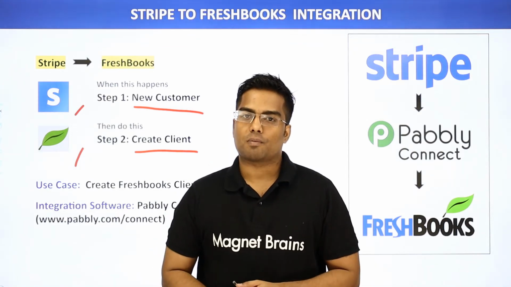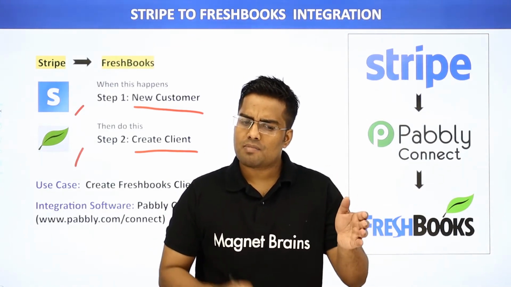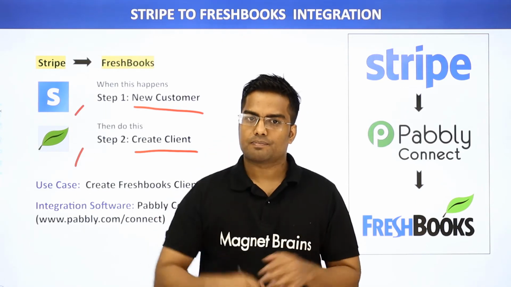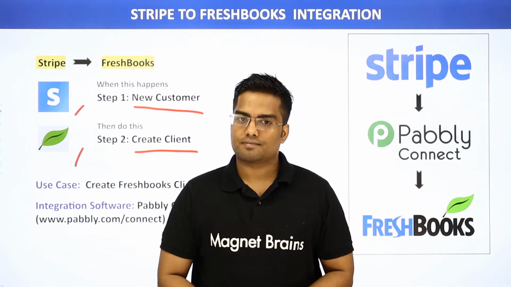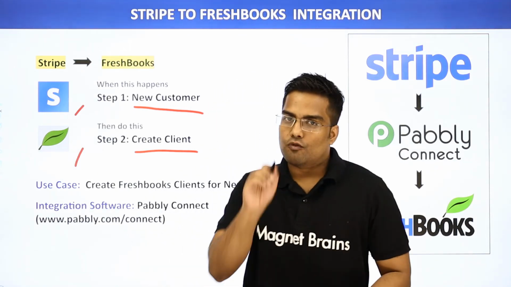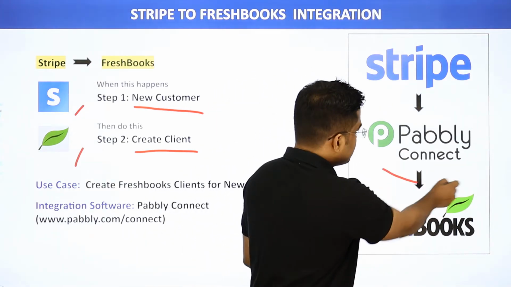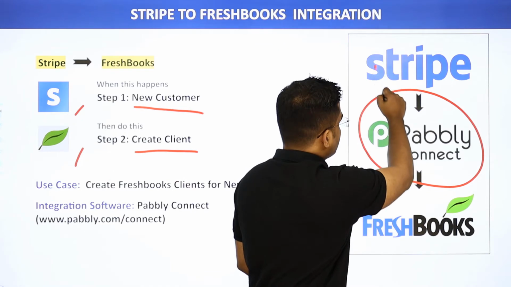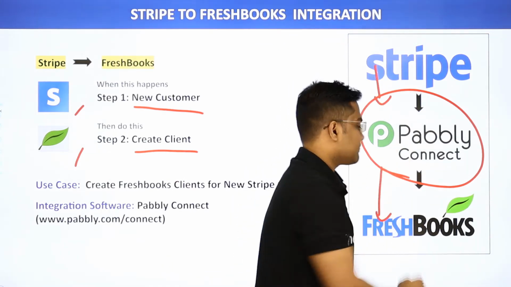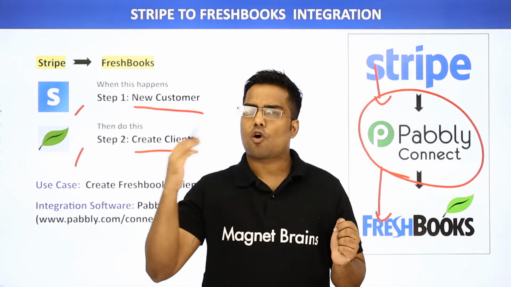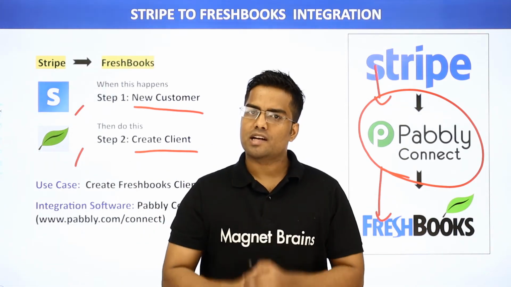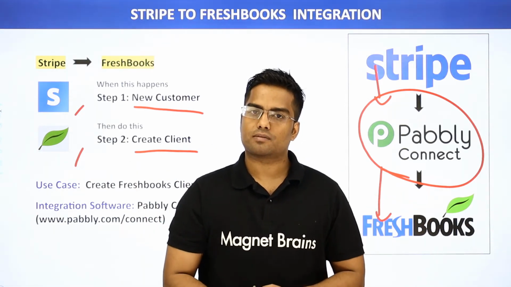But there is one minor problem. The integration between Stripe and FreshBooks is somewhat limited. In cases like these, we need to bring a third app to connect them both. So in this video, we will use Pabbly Connect to integrate Stripe and FreshBooks. And the best part of using Pabbly Connect is, there is no need for coding skills or programming language. It can be done easily. Let me show you on my screen.